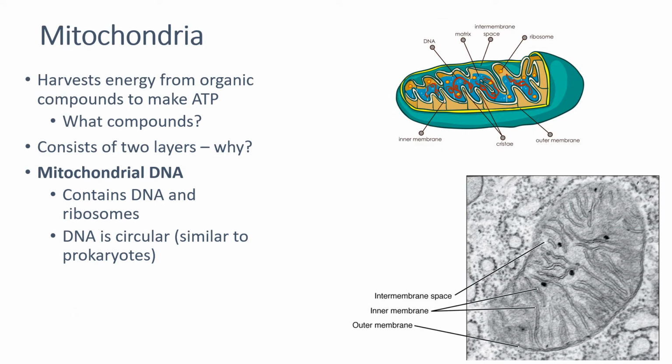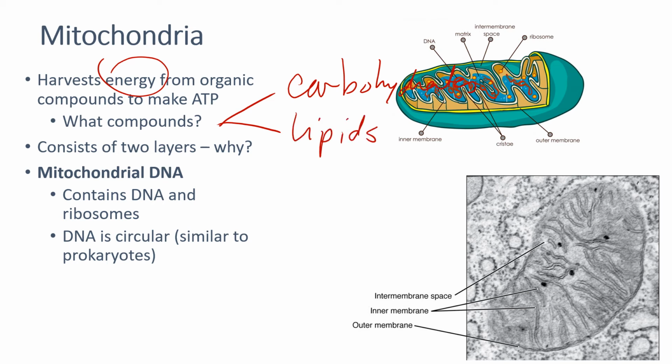So the mitochondria. Unfortunately, the one thing is it's the powerhouse of the cell. Well, too bad, that's not what I'm looking for right now. What it does is take energy from compounds to make ATP. I hope you remember what macromolecules or organic compounds would be used to make ATP, which means they get energy from it. Hopefully you remember, that would be carbohydrates, as well as lipids, because lipids store energy.